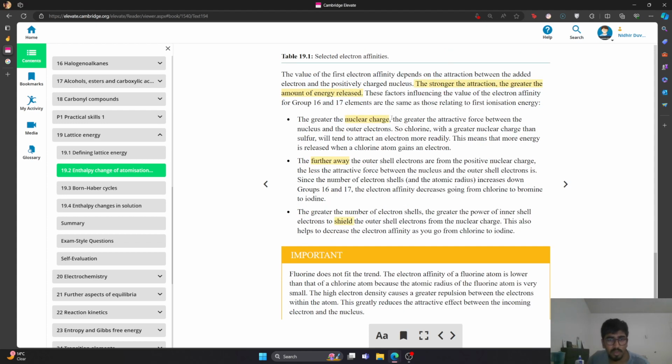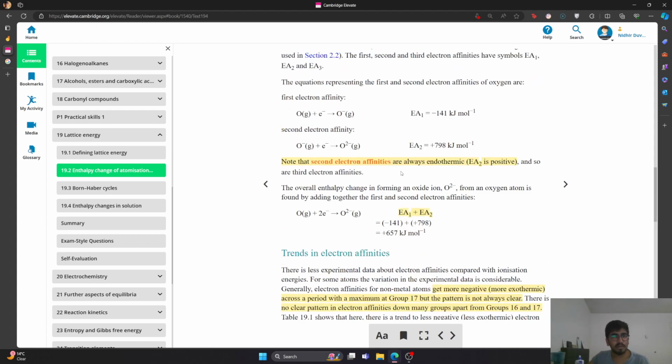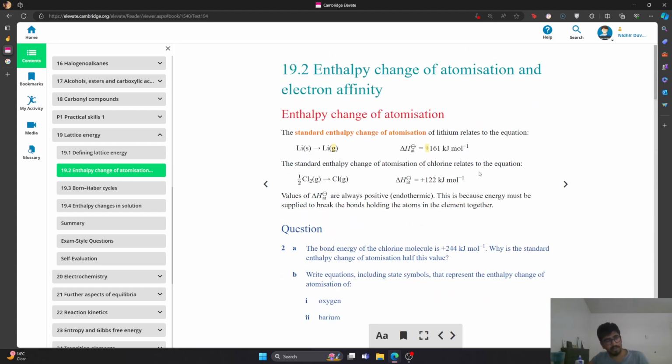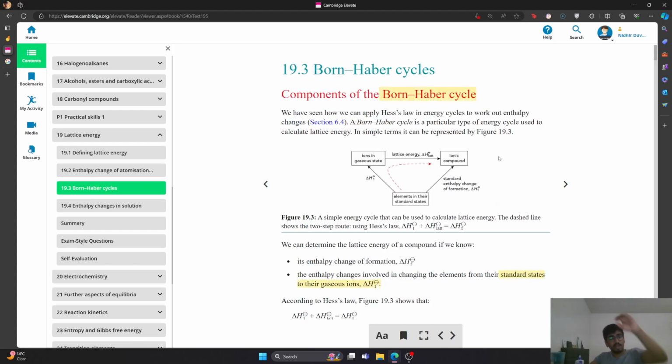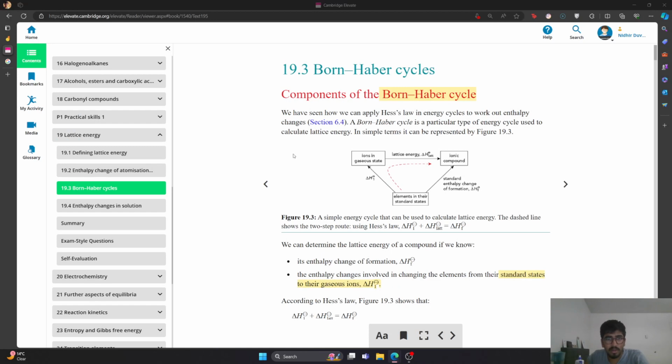Okay, so let's move on, right? Now that we understand both electron affinity and atomization, we have enough to come back to what we started this chapter with, the lattice energy. We said that the way we understand lattice energy is through what we call the Born-Haber cycle. Let me take this Born-Haber cycle here.